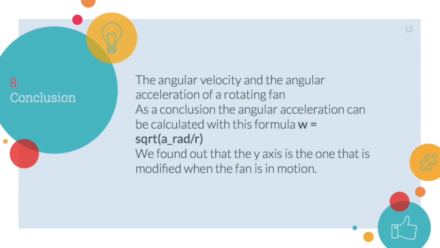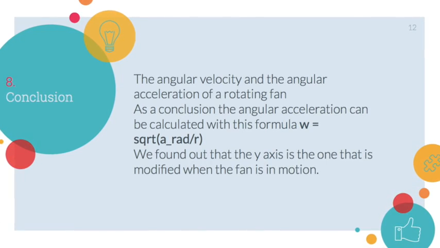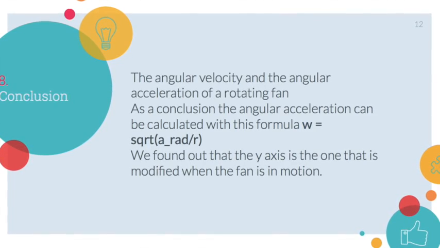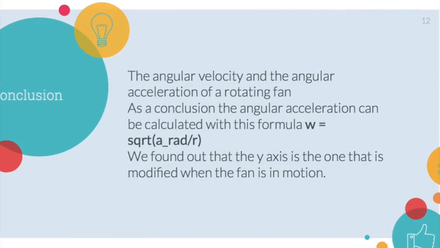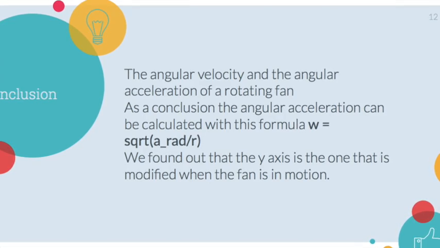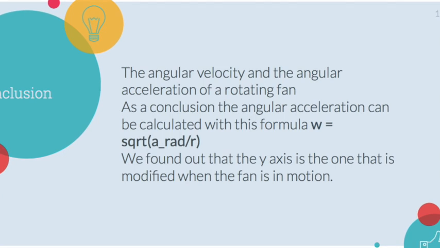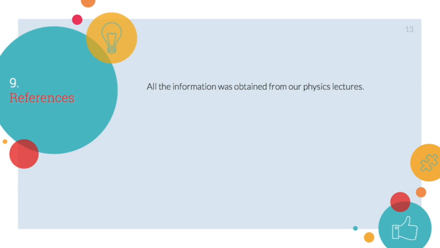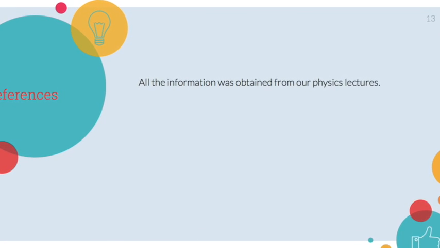Our conclusion is that the angular velocity and the angular acceleration of a rotating fan can be determined. As a conclusion, the angular velocity can be calculated with this formula: w equals the square root of radial acceleration divided by r. We found out that the y-axis is the one that is modified when the fan is in motion. We took the information from our physics lectures as references.